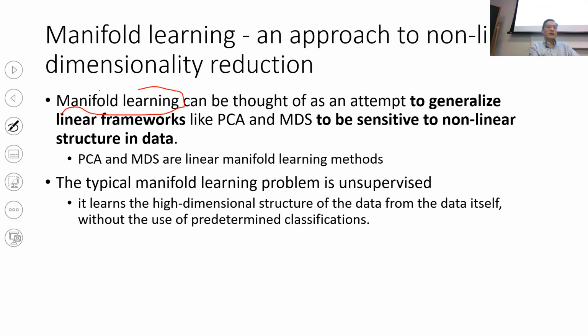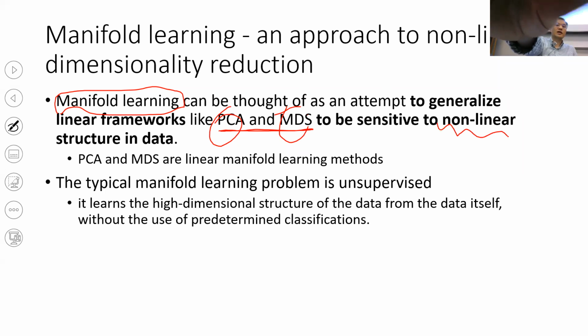Manifold learning can be thought of as a generalized framework, generalized from PCA and MDS. Well, those methods are sensitive to non-linearity in your data, but manifold learning tries to generalize this requirement and apply it to the nonlinear structure of your data. Just like PCA and MDS, those algorithms are unsupervised.